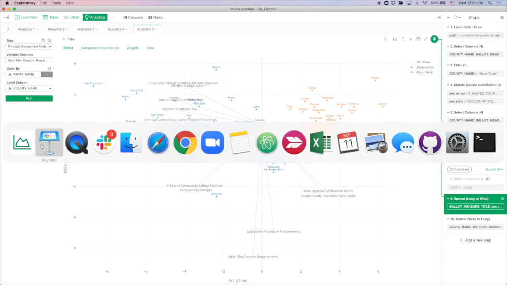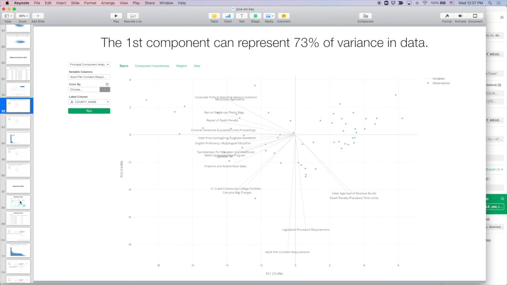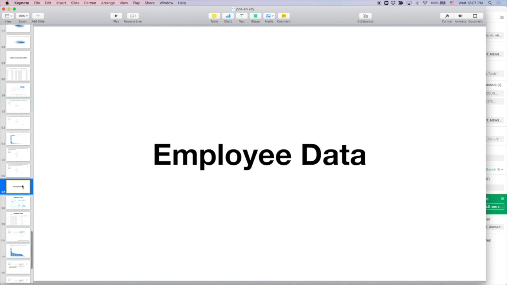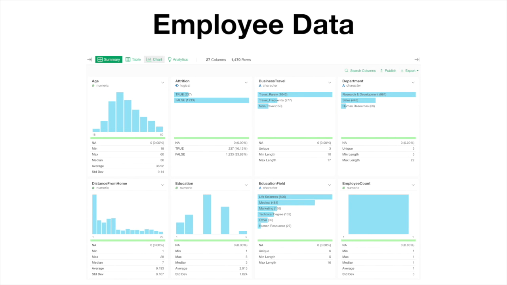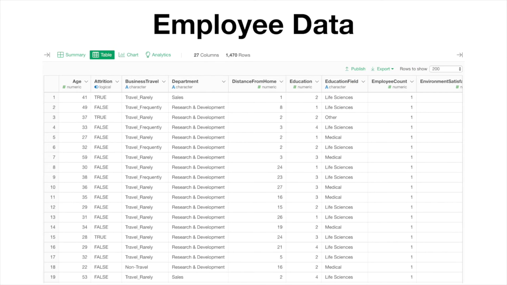Okay, so the next one is the last example, which is, I'm going to use, what is it? Employee data. Here we go. I've been using this data in this series, so you might be familiar with it already. Each row represents an employee, and there are about 27 attributes about age, which department they're working for, how many years they've worked, how much money they are making, and that type of information.